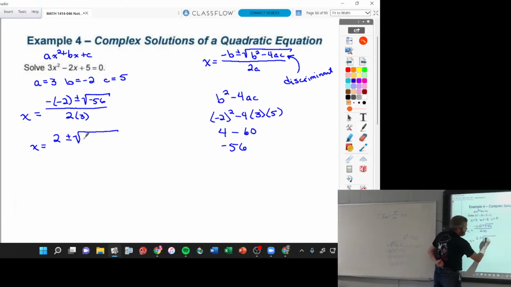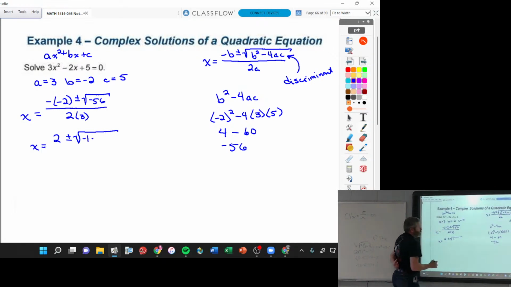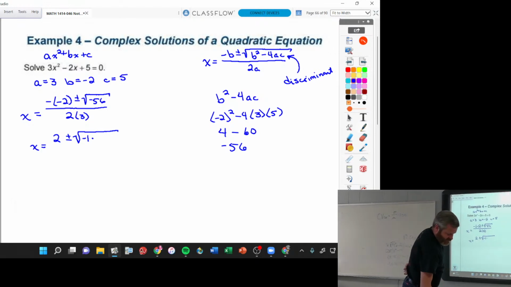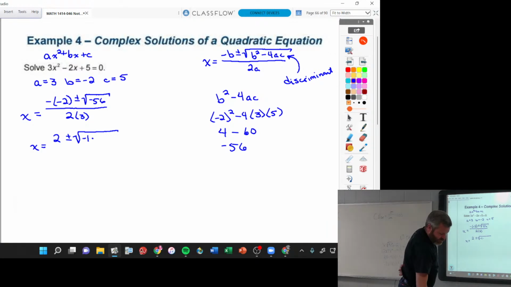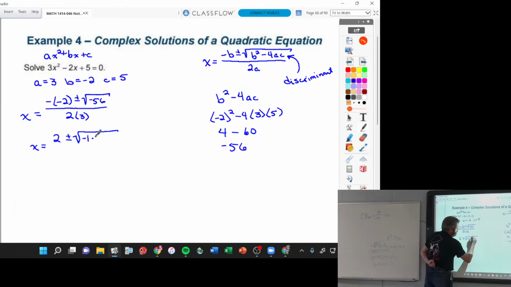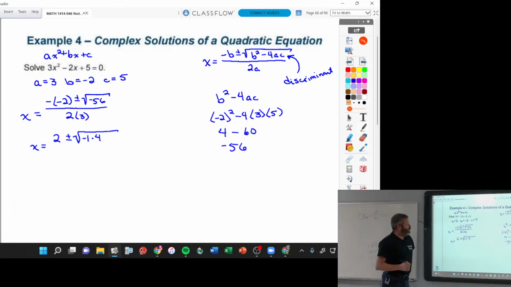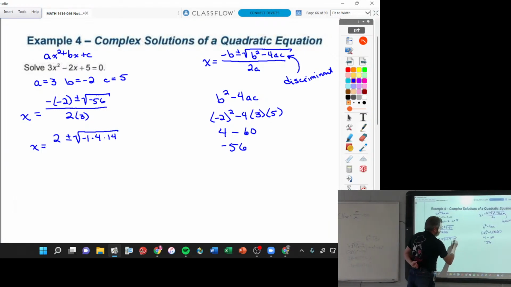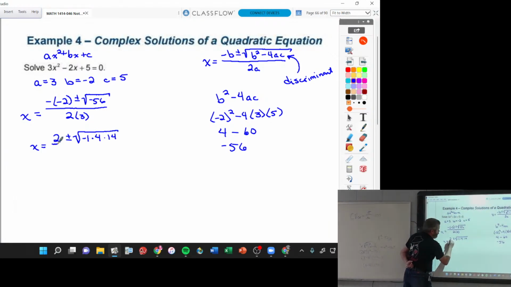I know that there's a negative 1 in there. And 56, any perfect squares in that? I know 4 for sure, and that's going to be it. So I'm going to put times 4 because 4 goes into 56 14 times, all over 2 times 3, which is 6.